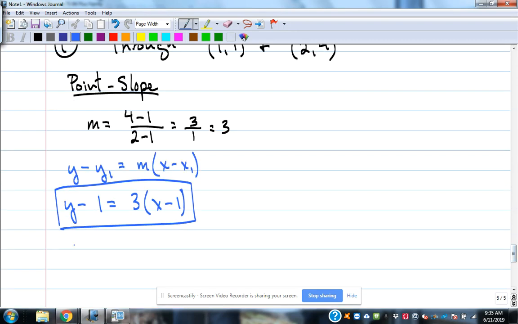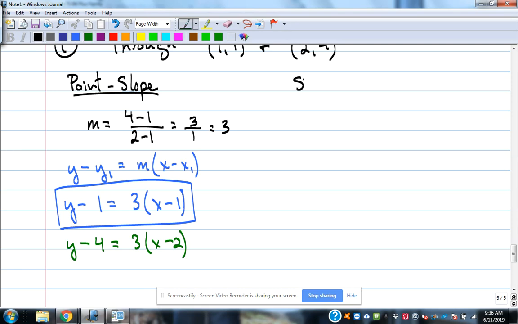If I had done it with the other ordered pair, we'll put that underneath here. y minus 4 equals 3 times x minus 2. Both of those are correct. I picked the easier one, and that's the one I'm going to work with to find slope intercept form and standard form from. But again, you just want to pick the one that's easiest. It doesn't matter which one. They're both options out of that. Okay. So there's point slope form.